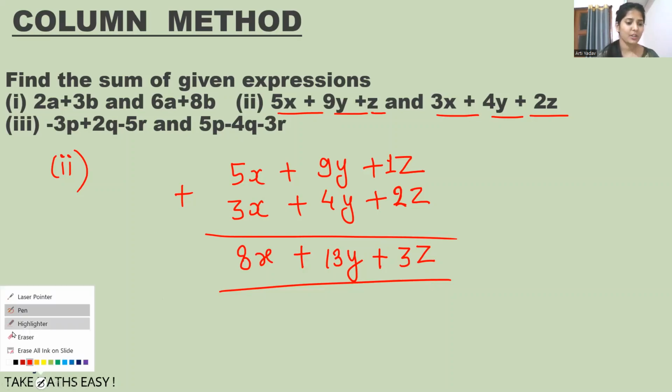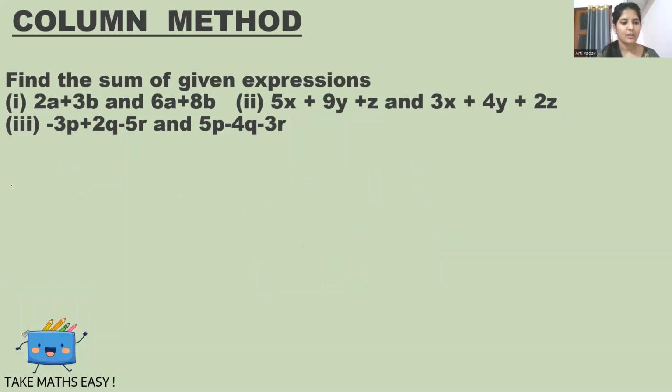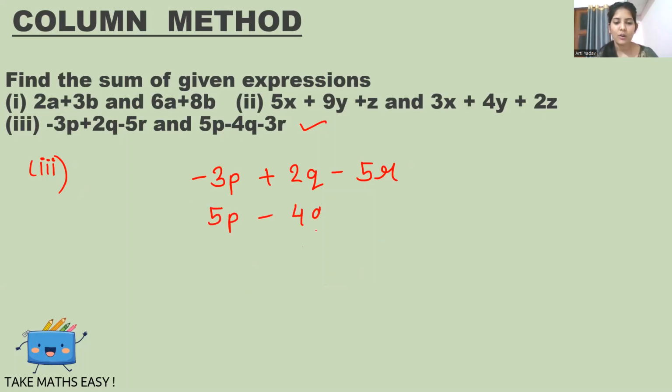Now let's do question number 3, the third one, which I have written here. Now here you have to remember 3p plus 2q minus 5r, and 5p minus 4q. Here you need the integers rule. सभी को याद होनी चाहिए integers rule. What you have to remember is that there should be like terms below the like terms.